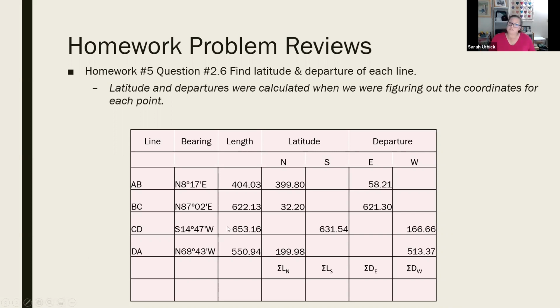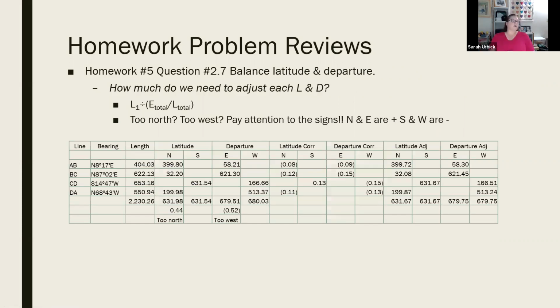So just like with leveling, we want to take the difference between our positive norths and our negative souths, right? We want to look at those differences. Take the difference between our north latitudes and south latitudes, and the difference between our east departures and our west departures. Do we come up with the same number? As we find out in the next slide, we don't. We are off. But that tells us a lot about where we're off, how we're off, and what we need to do to fix that.